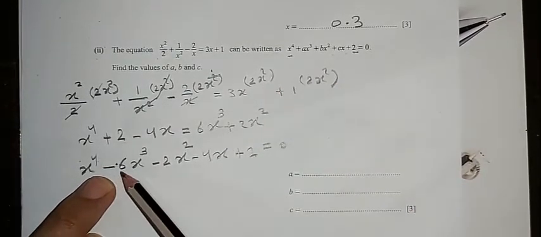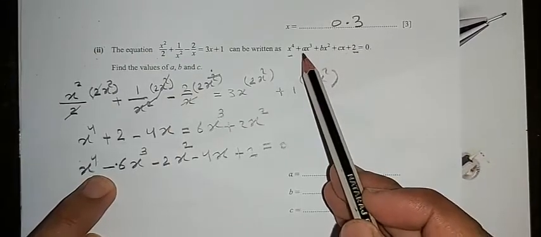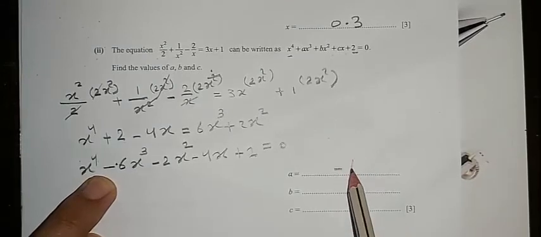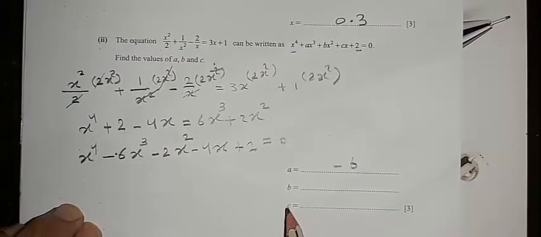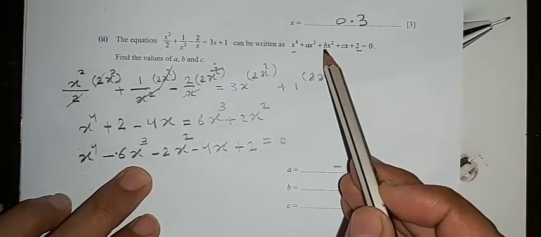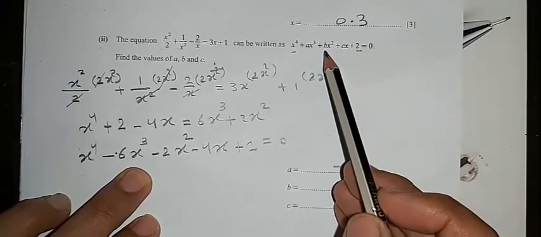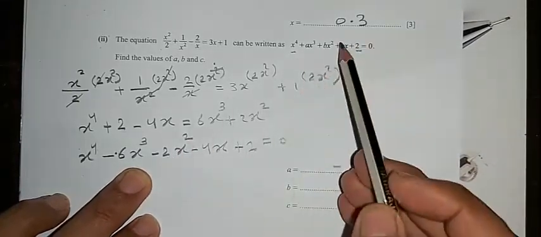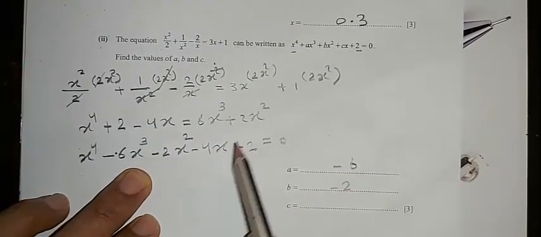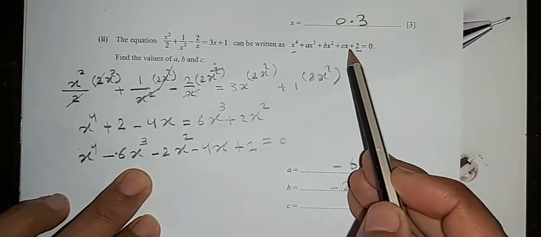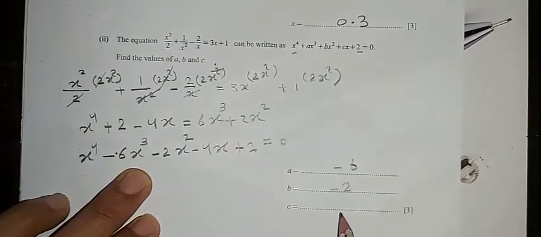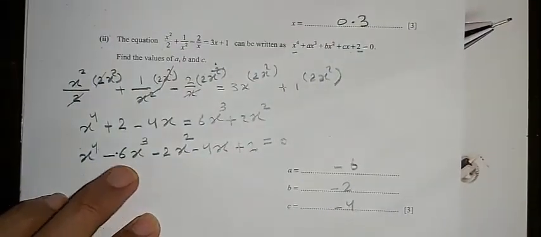Okay, minus 6x cubed here plus ax cubed, so the value of a is negative 6. I'll write it here. And minus 2x squared plus bx squared, so by equating the coefficients, b equals minus 2. Okay, and minus 4x, this plus cx, so the c here is minus 4. Okay, and plus 2 is here.